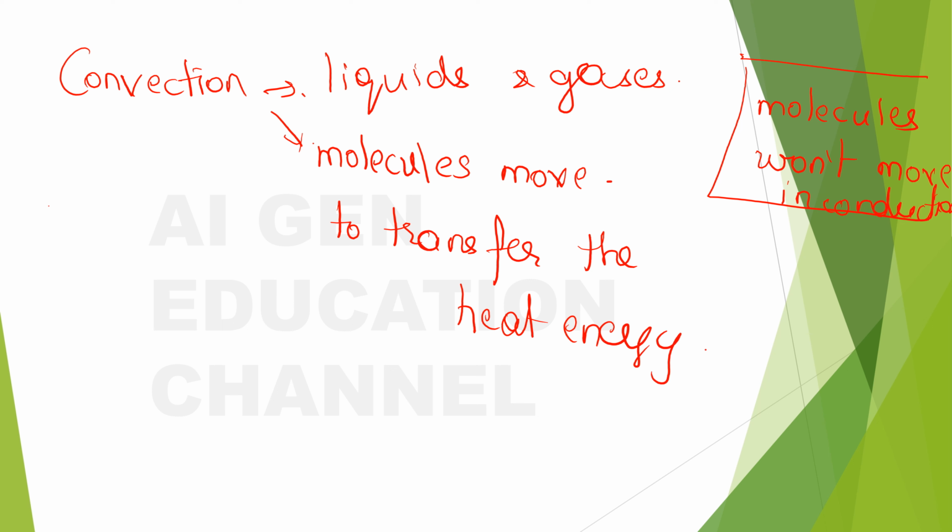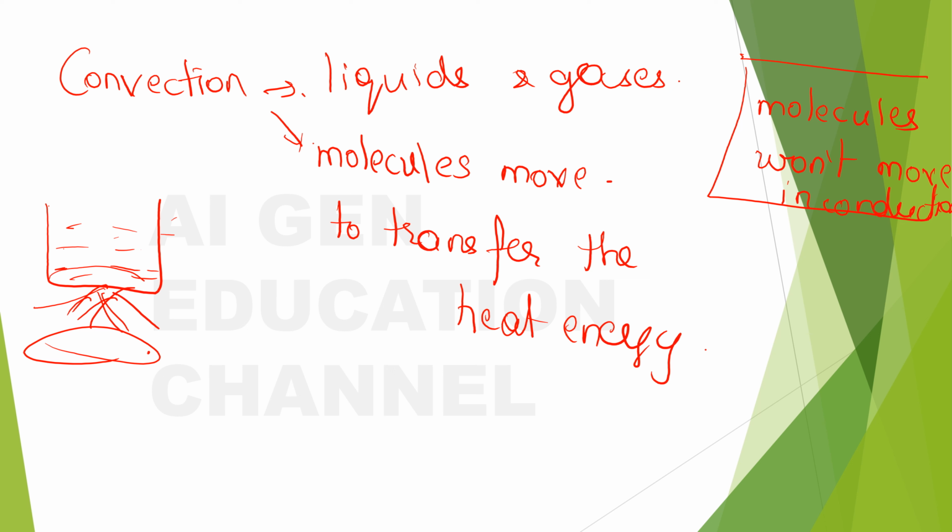So what happens if you take some liquid and put it on the burner? Initially these molecules get heated up, right? Once they get heated up, they go up, and the colder molecules come down. This circular process continues such that the entire liquid will become equally hot. This process is called convection.